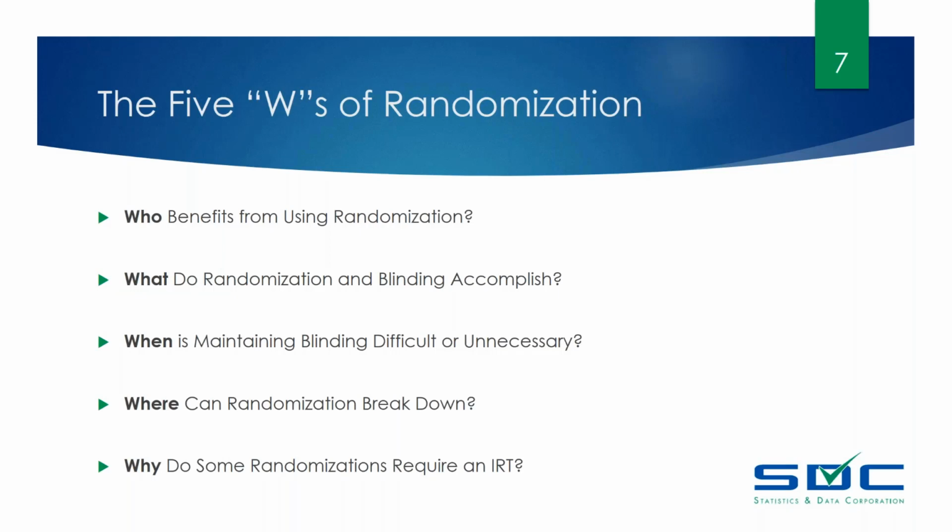So what I'll cover are the 5 W's of randomization, which are seen here. Who benefits from using randomization? What do randomization and blinding accomplish? When is maintaining blinding difficult or unnecessary? Where can randomization break down? And why do some randomizations require an IRT?